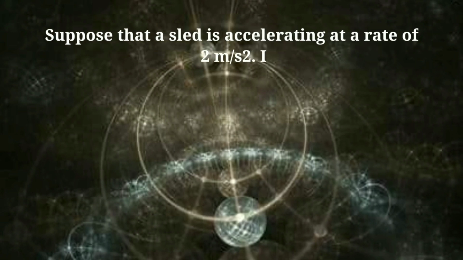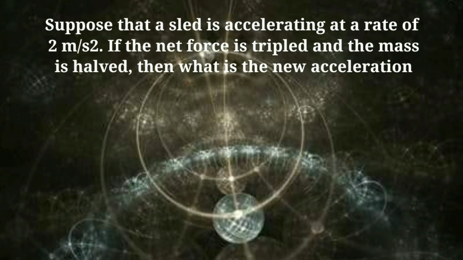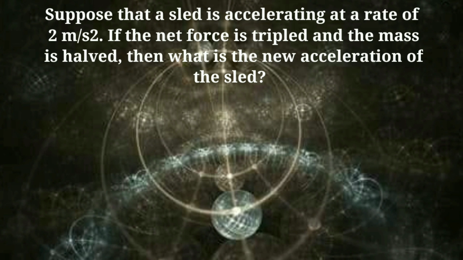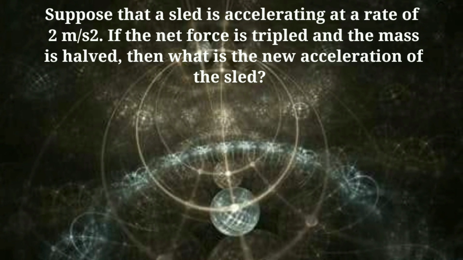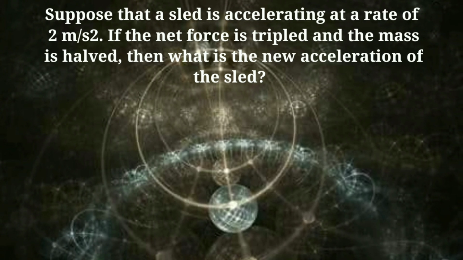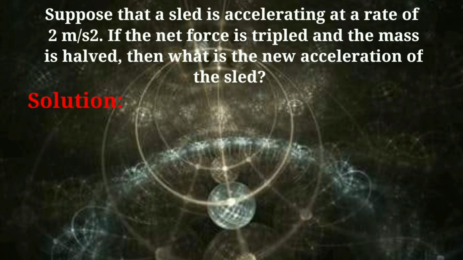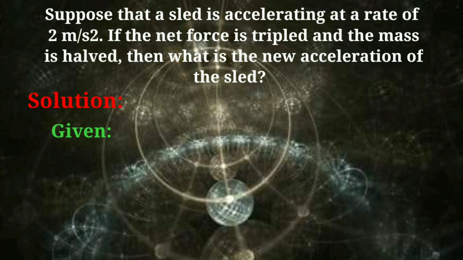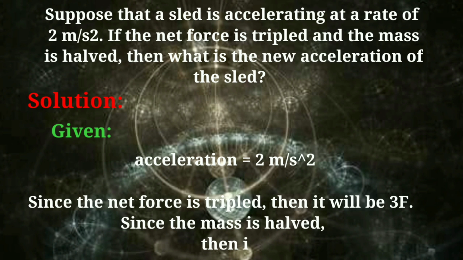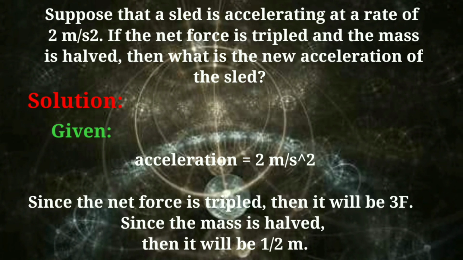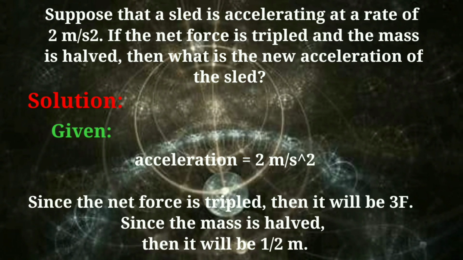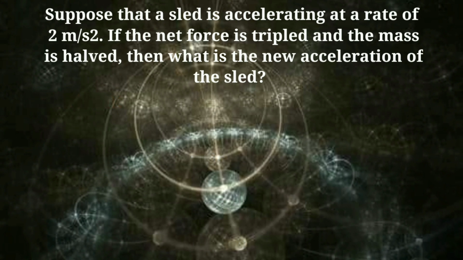Suppose that a sled is accelerating at a rate of 2 meters per second squared. If the net force is tripled and the mass is halved, then what is the new acceleration of the sled? Solution. Given: acceleration equals 2 meters per second squared. Since the net force is tripled, it will be 3F. Since the mass is halved, it will be 1 over 2 m.